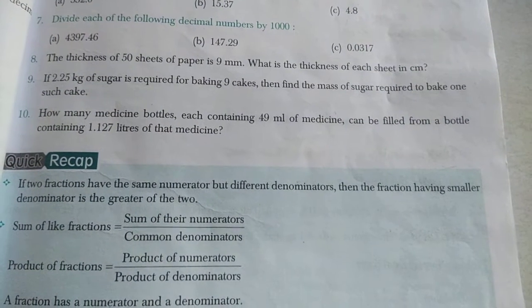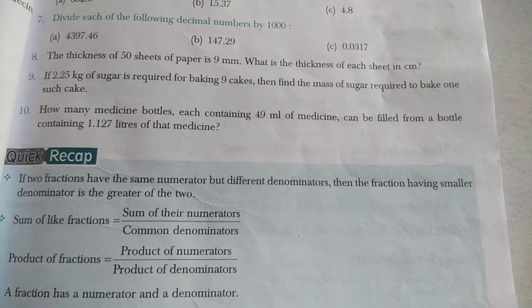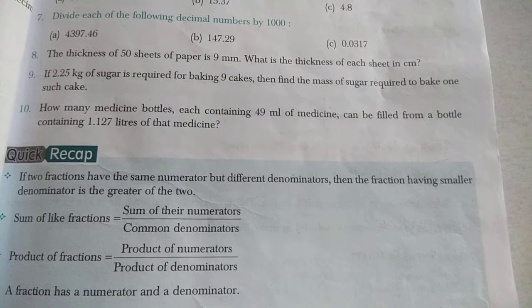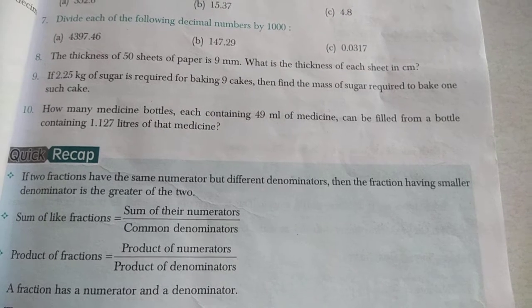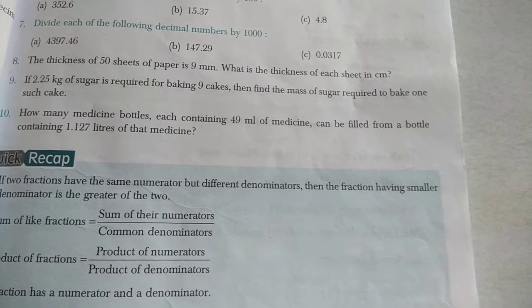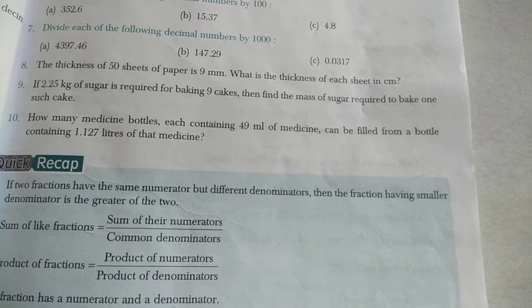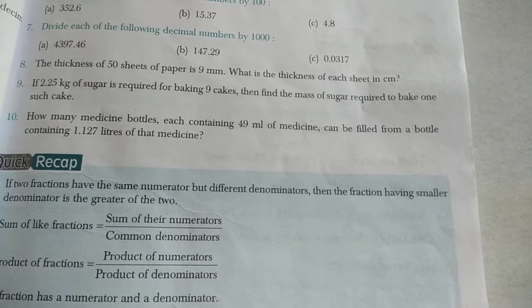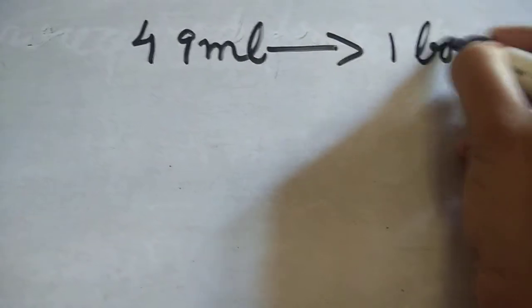The 10th is: how many medicine bottles each containing 49 ml of medicine can be filled from a bottle containing 1.127 liters of that medicine. So one bottle contains 49 ml of medicine, and we have 1.127 liter of medicine. So how many bottles can be filled with it? One bottle requires 49 ml.